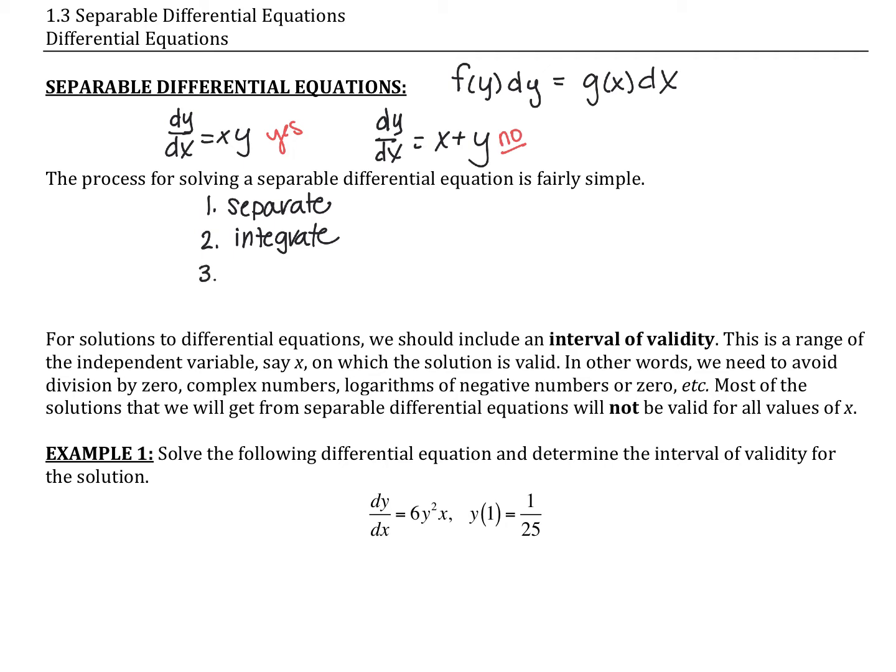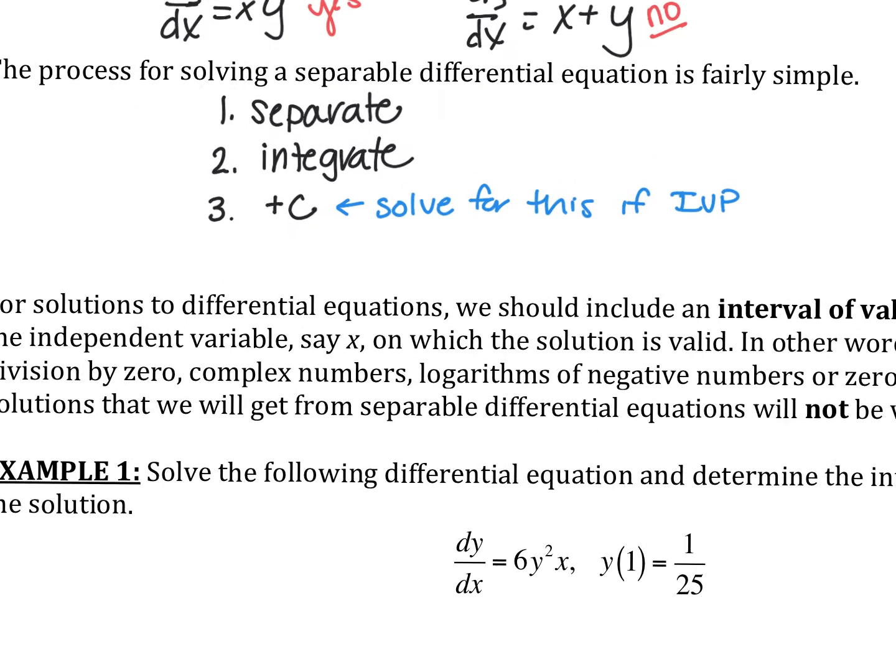Three, we want to make sure we have a plus c. The point for this plus c is that we may want to solve for it, depending on if it's an initial value problem. So if we have an IVP, then we're going to solve for that.